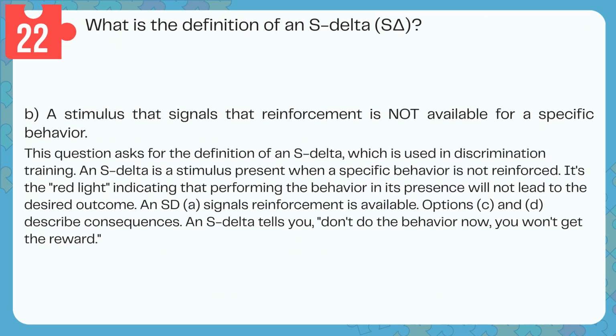Answer: B, a stimulus that signals that reinforcement is not available for a specific behavior. This question asks for the definition of an S delta, which is used in discrimination training. An S delta is a stimulus present when a specific behavior is not reinforced. It's the red light indicating that performing the behavior in its presence will not lead to the desired outcome. An SD, A, signals reinforcement is available. Options C and D describe consequences. An S delta tells you, don't do the behavior now, you won't get the reward.